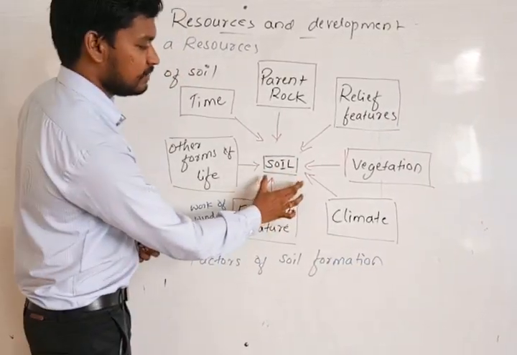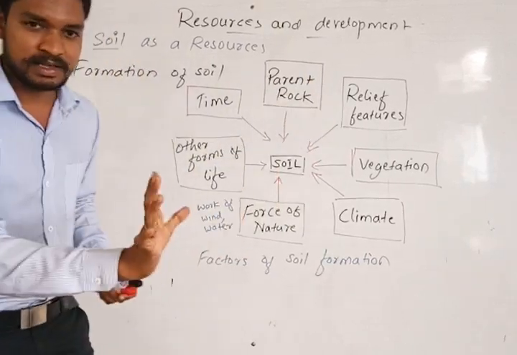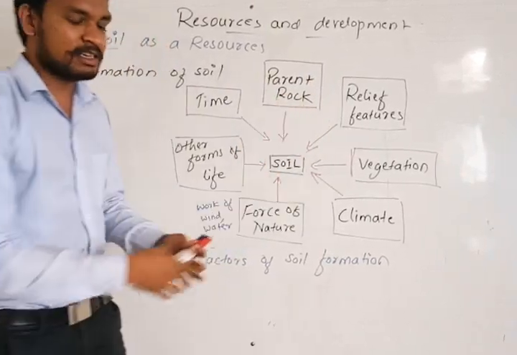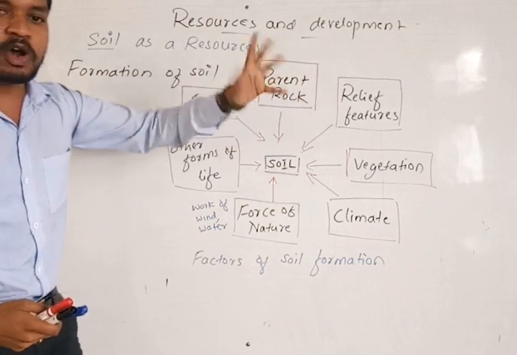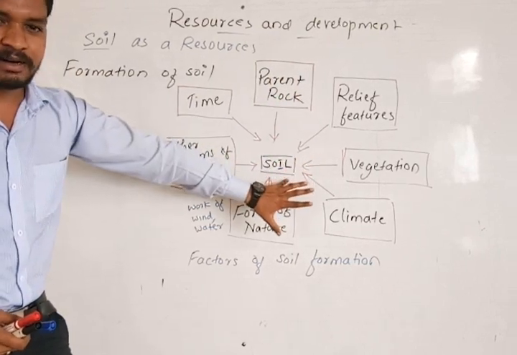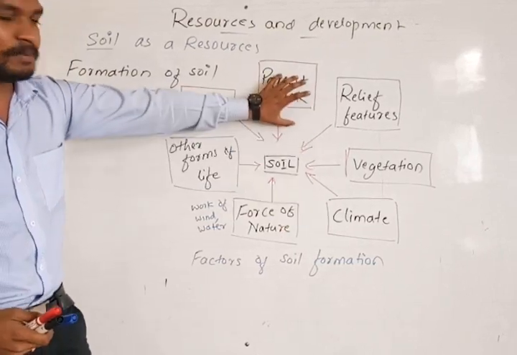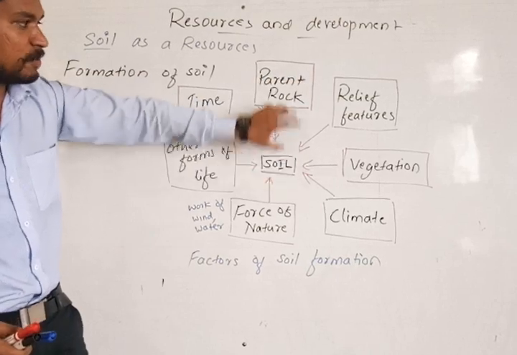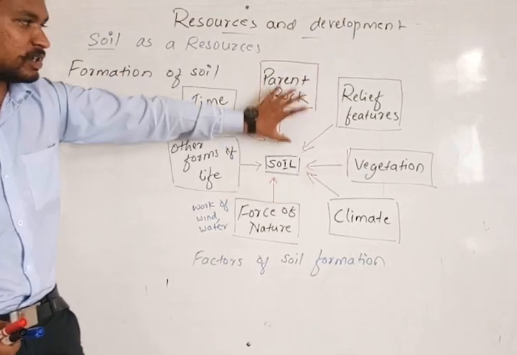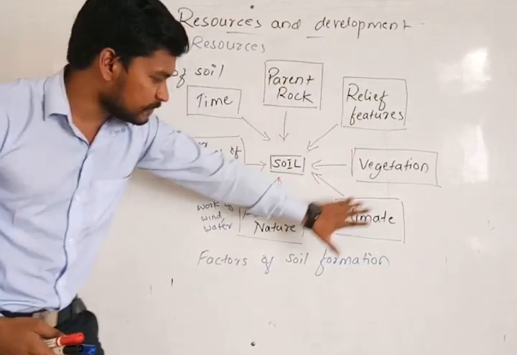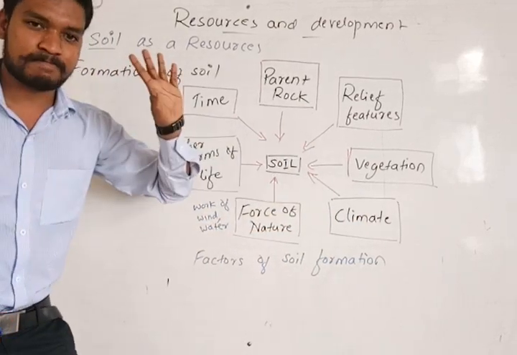Soil is mainly, we get soil from the parent rock. Parent rock is bedrock. It's a parent. It's a rock. It's a son or daughter. It's a child of a parent. It's a rock. Suppose it's a child of a rock. Rock is a parent. So these are all the factors which make a soil.